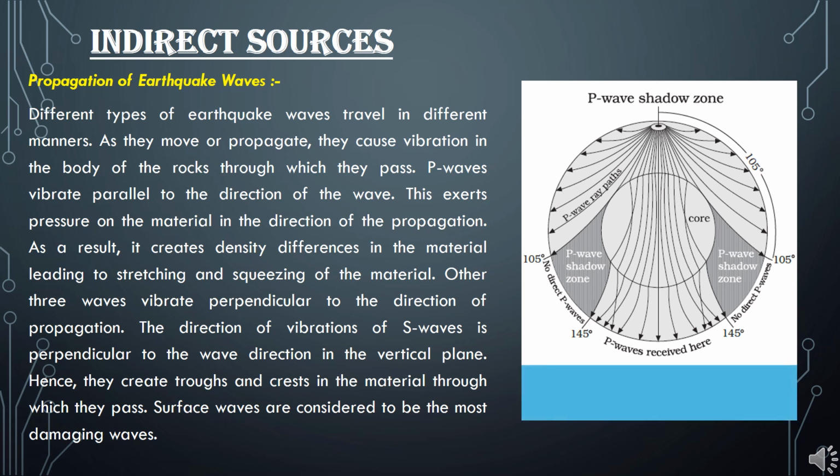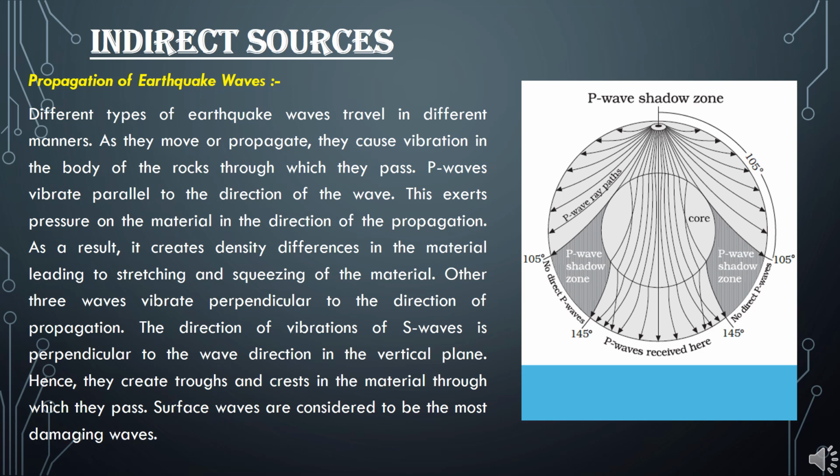Propagation of earthquake waves. Different types of earthquake waves travel in different manners. As they move or propagate, they cause vibration in the body of the rocks through which they pass. P waves vibrate parallel to the direction of the wave. This exerts pressure on the material in the direction of the propagation. As a result, it creates density differences in the material, leading to stretching and squeezing of the material.